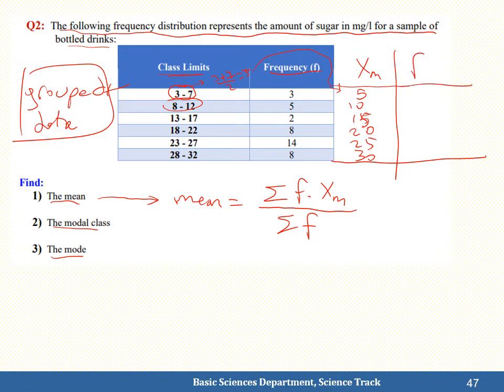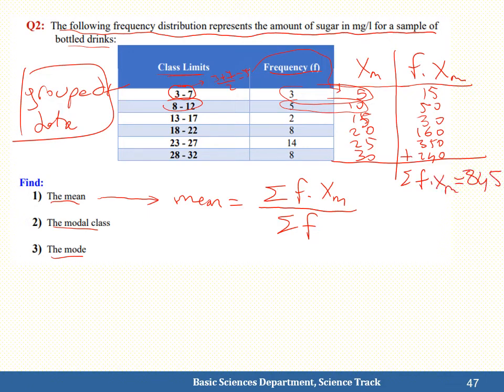Then we have to find the products, the frequency times the midpoint. 3 times 5 is 15. 5 times 10 is 50. 2 times 15 is 30. 8 times 20 is 160. 14 times 25 is 350. 8 times 30 is 240. When you add all of them, you get the sum as 845, and the sum of the frequencies is 40.